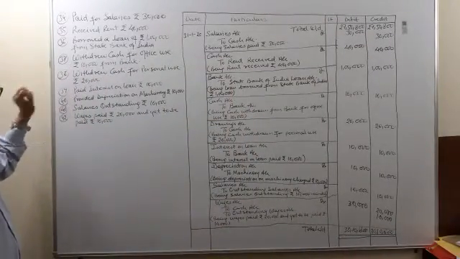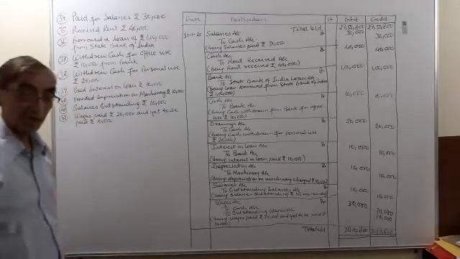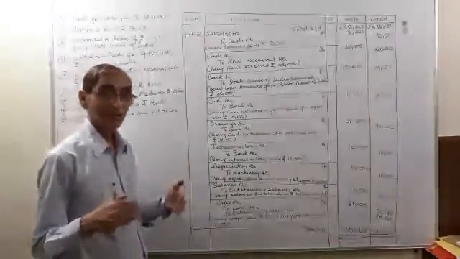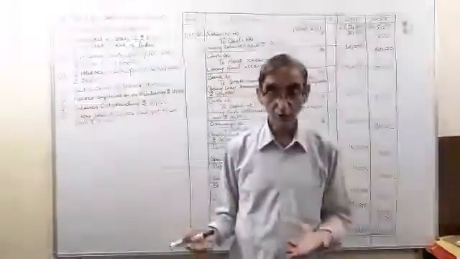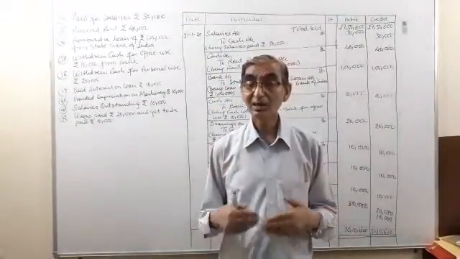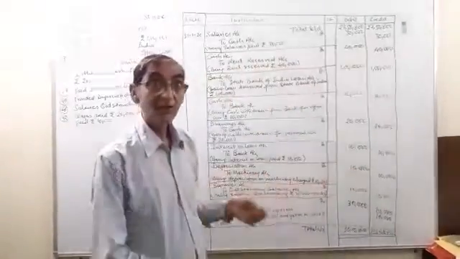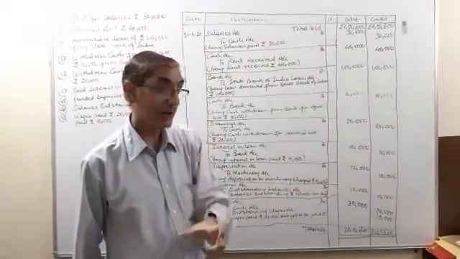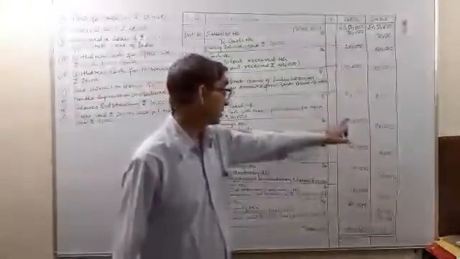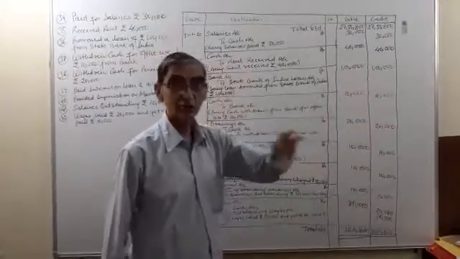Then 38th transaction. Withdrew cash for personal use, rupees 20,000. We are withdrawing cash for personal use. Whenever the money or the goods are withdrawn for personal use, in that case it is said to be a drawing, and the drawing reduces our capital. Therefore, a new account, that is the drawing account, is opened. Drawing account will be debited, and it is debited 20,000 to cash account because the cash is going out.